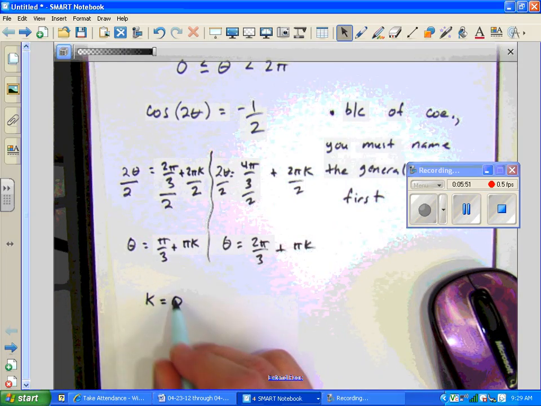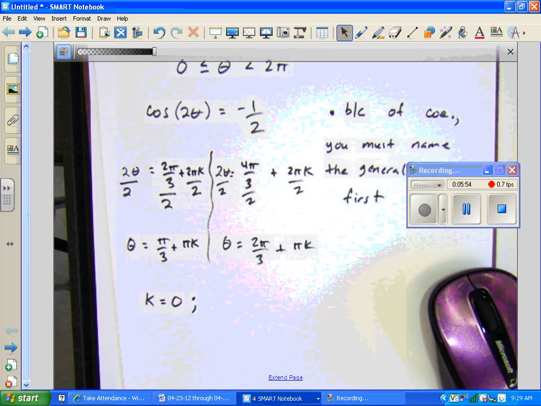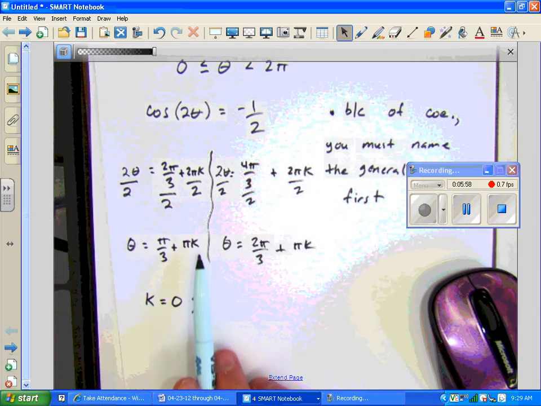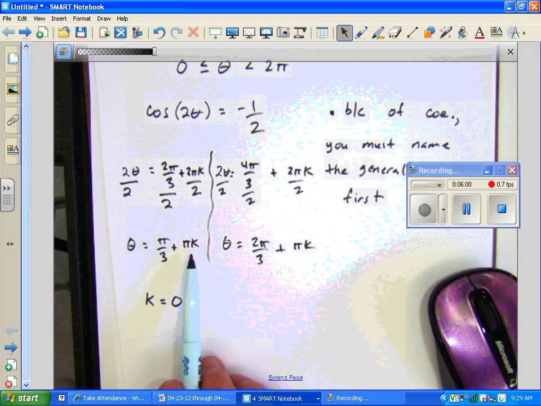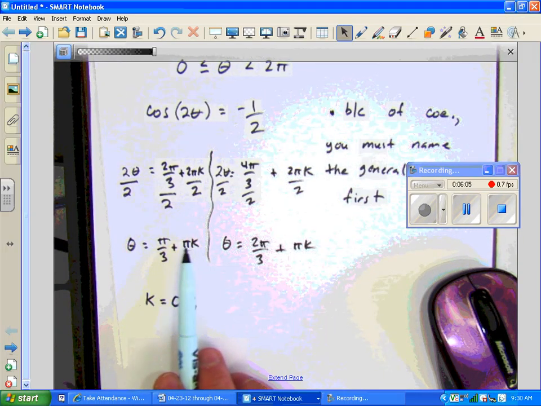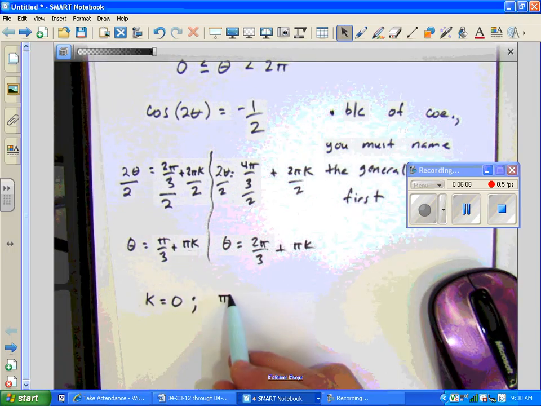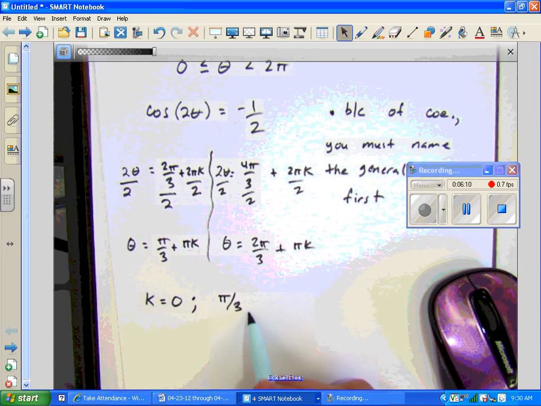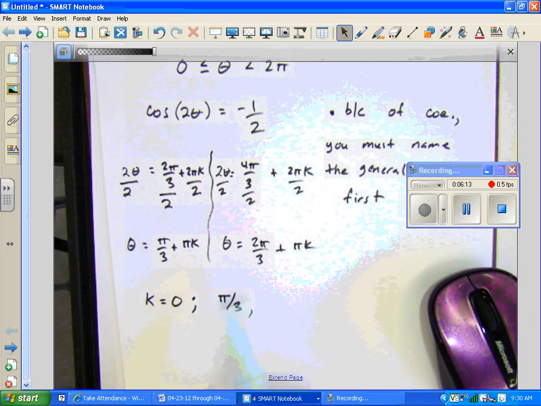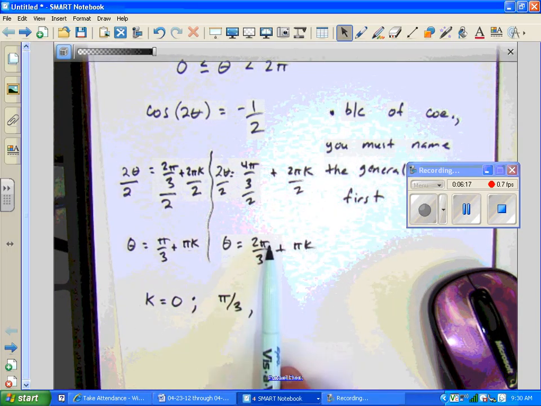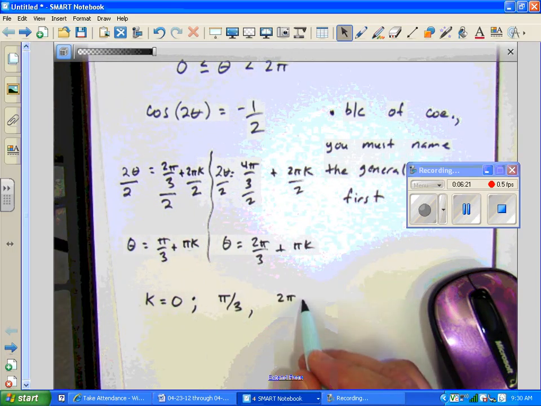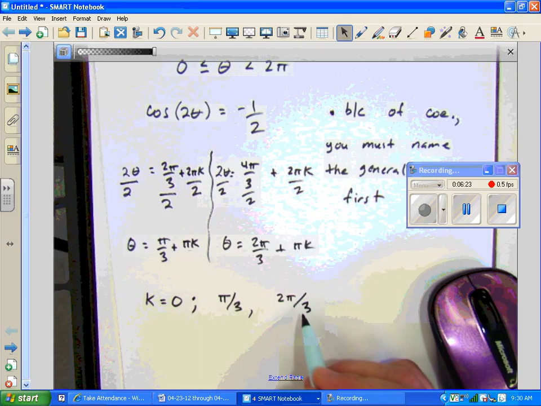All right. What if k is 0? What would the solutions be then? So we take 0 and we just plug it in for k. Now, if we plug in 0 for k, this would all just turn into 0. So the solution would just be pi over 3. Okay? Same thing would happen here. If I plugged in 0 for k there, this would just be 2 pi over 3. All right, so plugging in zeros, pretty simple.